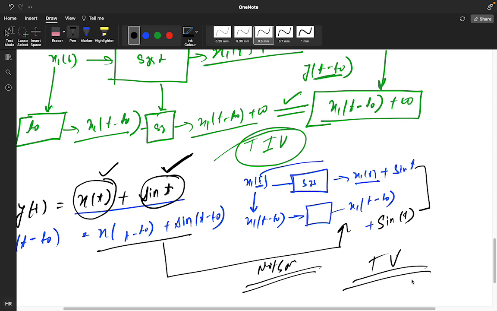Invariant, sir. Invariant or time variant?